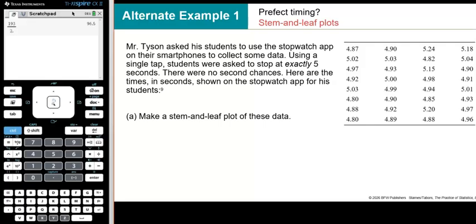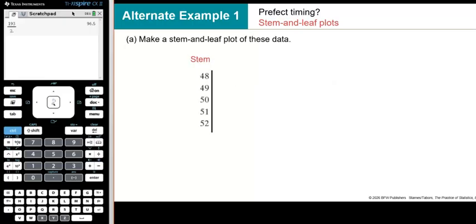Okay, so this one, Mr. Tyson asked his students, so I thought they would show us an example first. They did not. So this is all the data, 4.87, 5.02, so we have to make a stem and leaf plot of this data. It's not going to be super easy to do. The last digit, the number on the right, is going to be the leaf. So for that first number, 7 is the number on the right, 48 is the number on the left, so to speak, of 4.87. So the stems are going to be 48, 49, 50, 51.